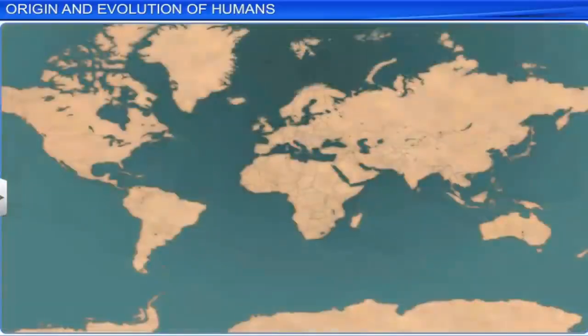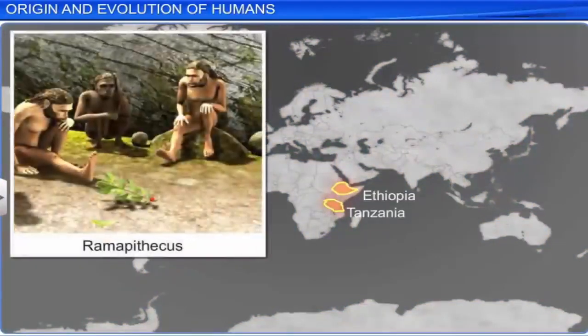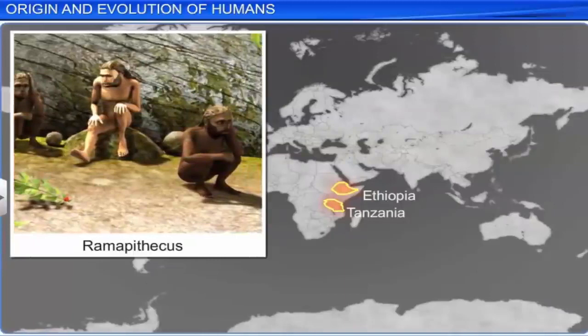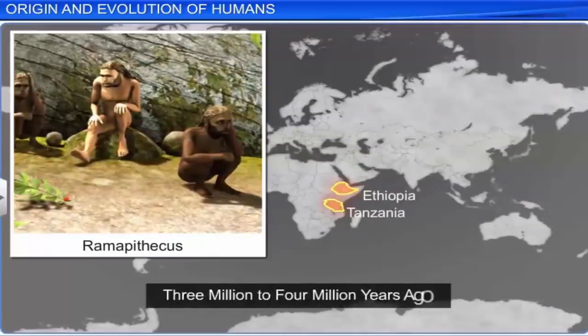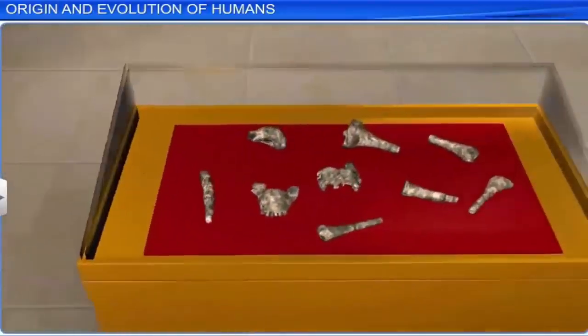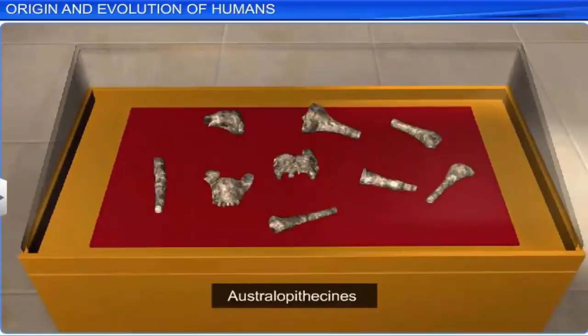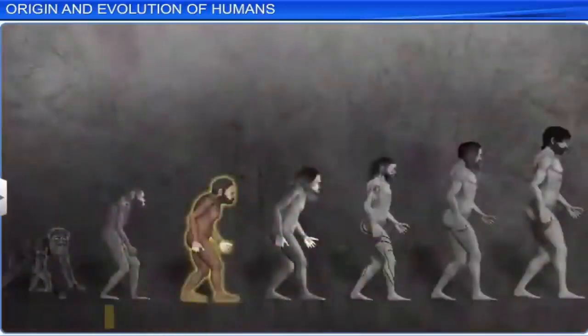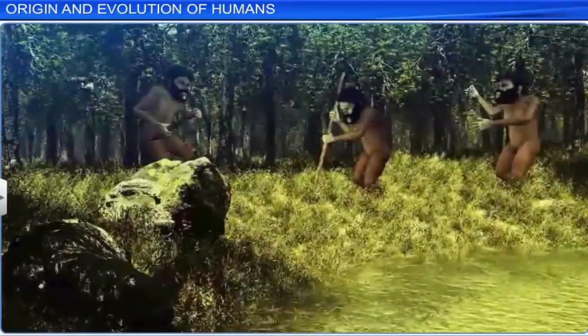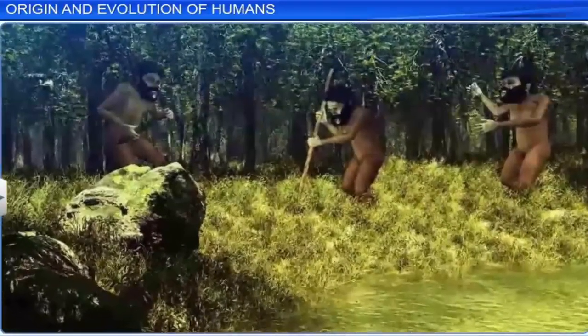Fossils of man-like bones have been discovered in Ethiopia and Tanzania. These bones suggest that Ramapithecus, who had hominid features, had lived in Africa almost 3 million to 4 million years ago. The fossils found in the grasslands of East Africa narrated the next stage of the story of human evolution. They suggested that Australopithecines of the genus Australopithecus africanus lived here around 2 million years ago. The main feature of the Australopithecines was that they hunted with stones but were primarily fruit eaters.